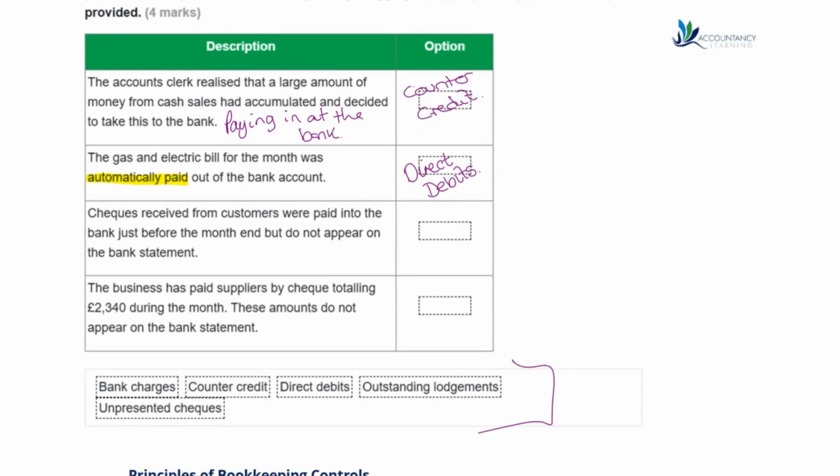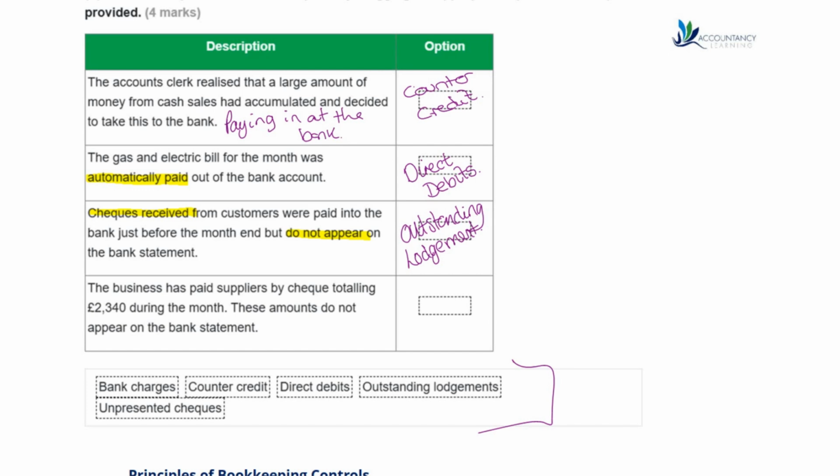Cheques received from customers were paid into the bank just before the month end but do not appear on the bank statement. These are called outstanding lodgements. If you think you've lodged the money into the bank but it hasn't yet appeared, you've put the money in but it hasn't yet appeared on the bank statement because it's going through the clearing process.